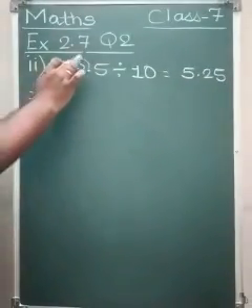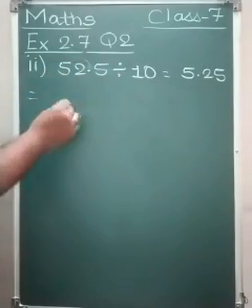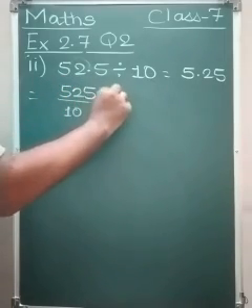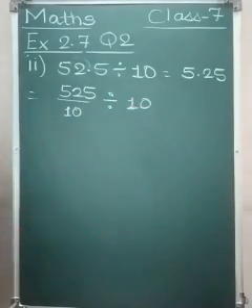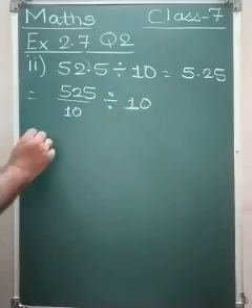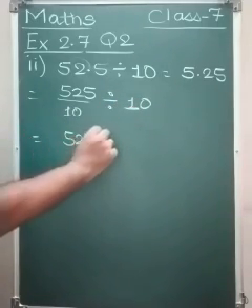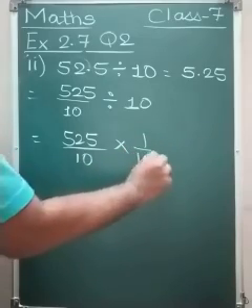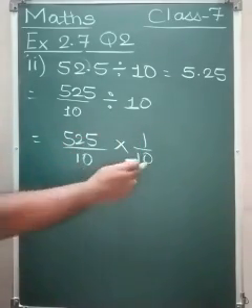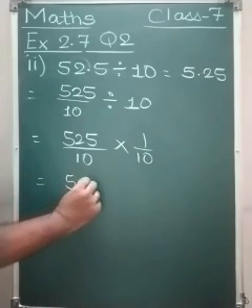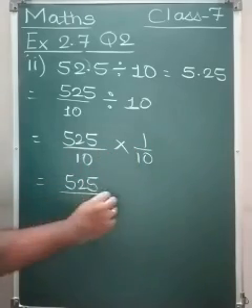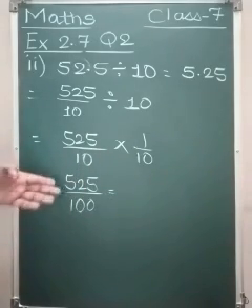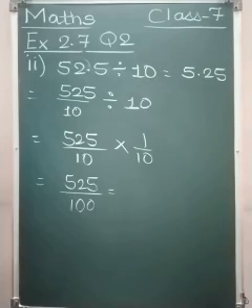So this equals 52.5 divided by 10. The denominator would be 10, so 525 upon 10 divided by 10. Now, as usual, reciprocate 10. So this equals 525 upon 10, keep, change to multiplication by 1 upon 10. Numerator multiplied by numerator, denominator multiplied by denominator. So 525 multiplied by 1 is 525, and 10 into 10 is 100. Convert this fraction into a decimal number and done.